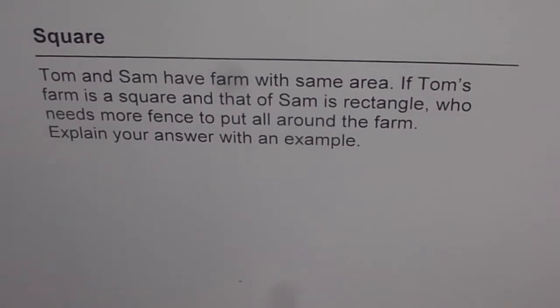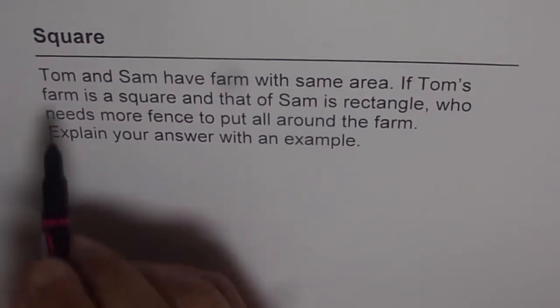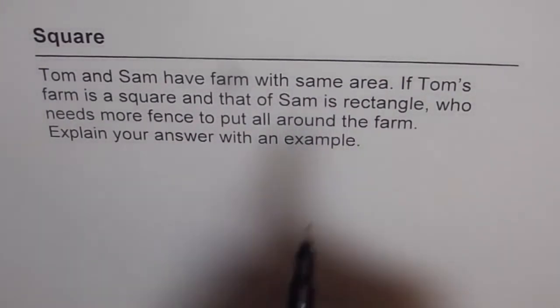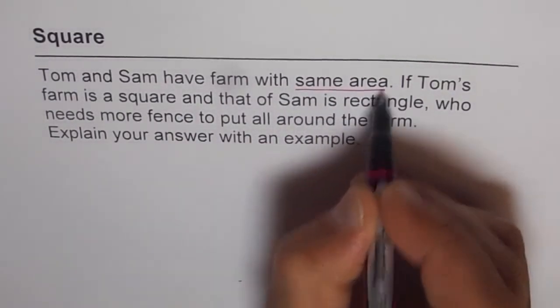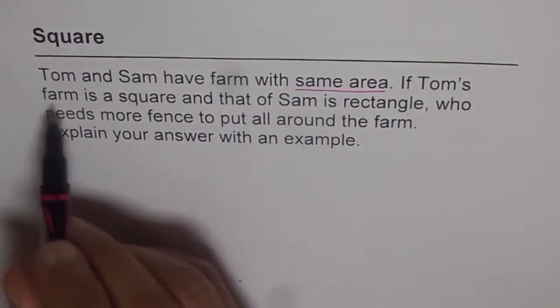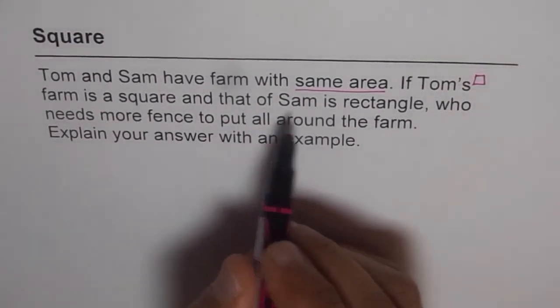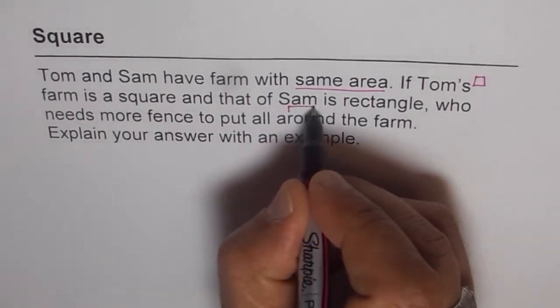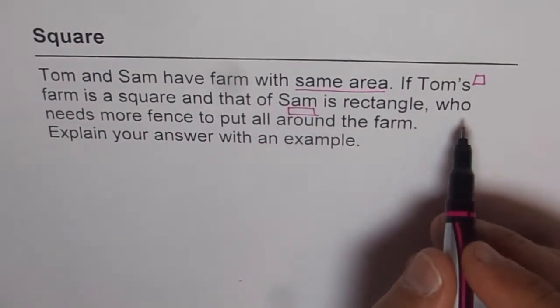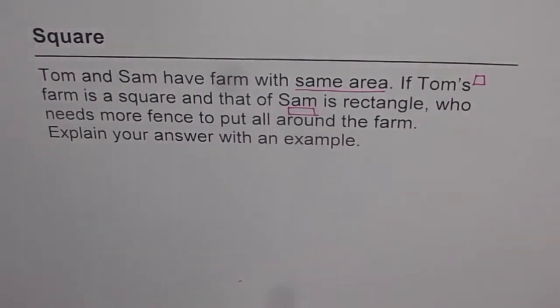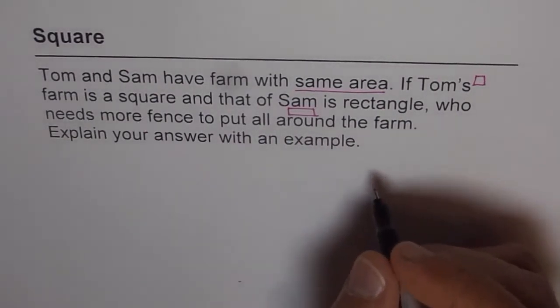Now let's read the problem once again. Tom and Sam have farms with the same area. If Tom's farm is a square, so Tom has a square farm. And Sam's is a rectangle. Sam has a rectangle farm. Who needs more fence to put all around the farm? So that is the question. So let's try to figure it out.